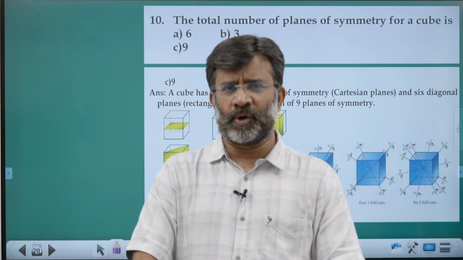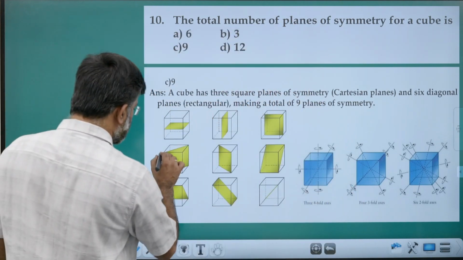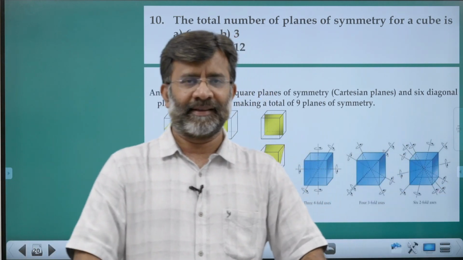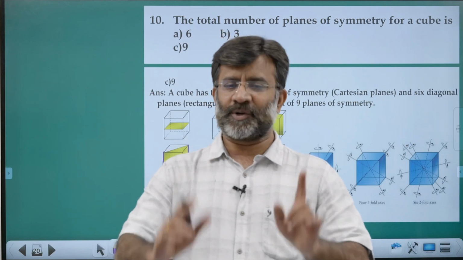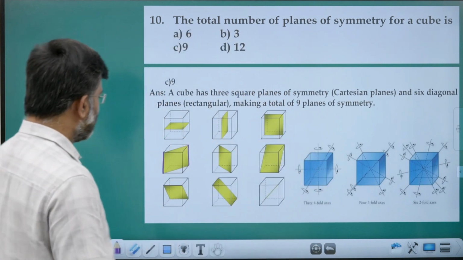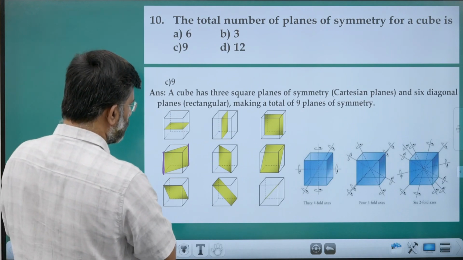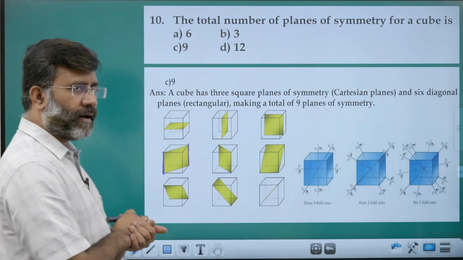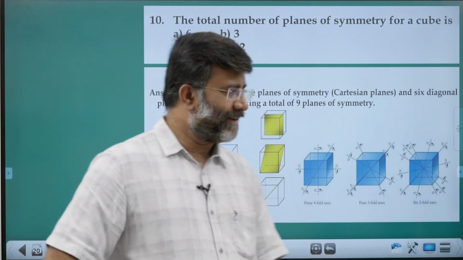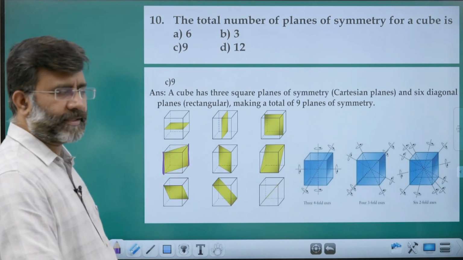Very simple to know. There are 12 edges. The planes are passing through the edges. You see that? How many edges are there? There are 12 edges. One plane is formed by how many edges? 2 edges. So total how many planes? 6 planes. How is that? You see, this edge and this edge form a plane. So 12 edges, 2 edges form one plane, so there are 6 planes. 1, 2, 3, 4, 5, 6 planes.